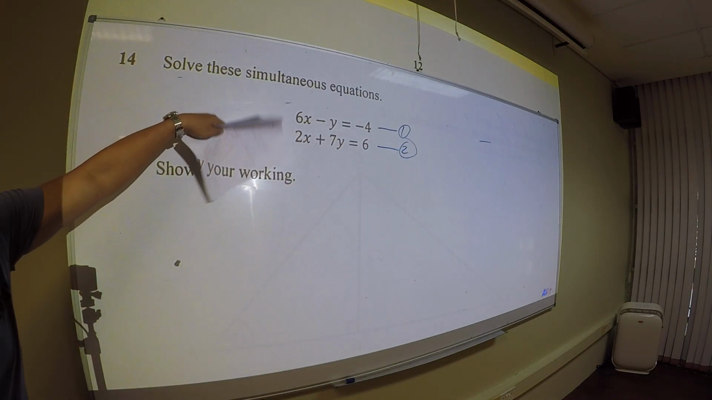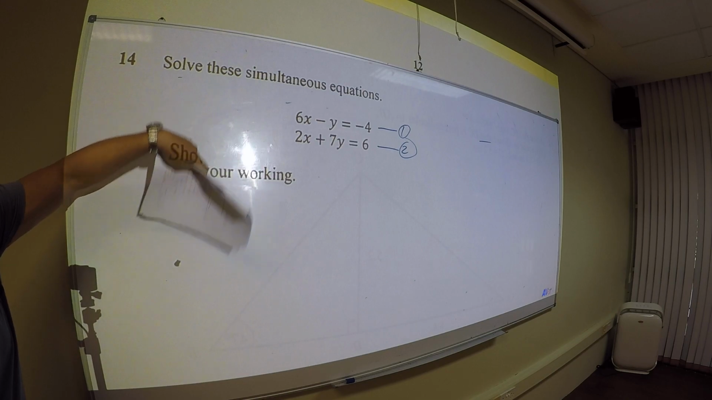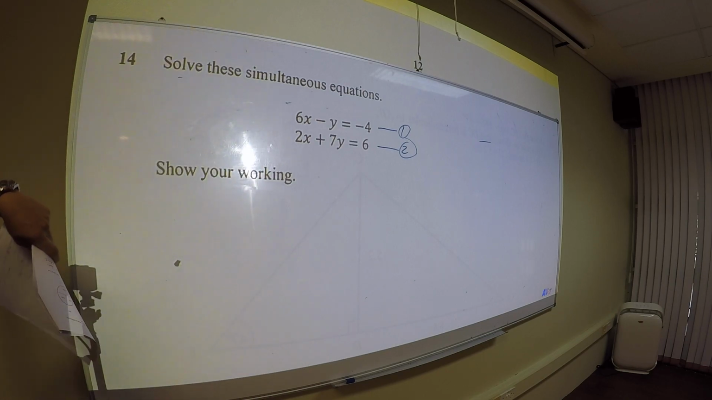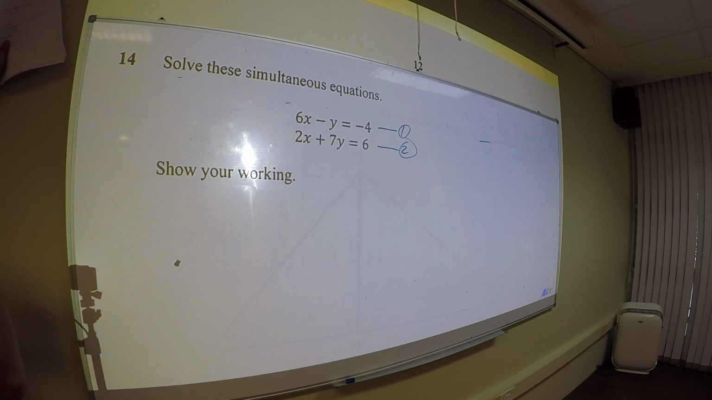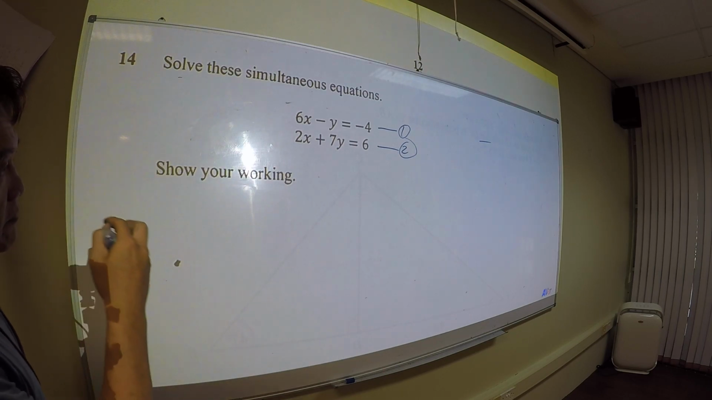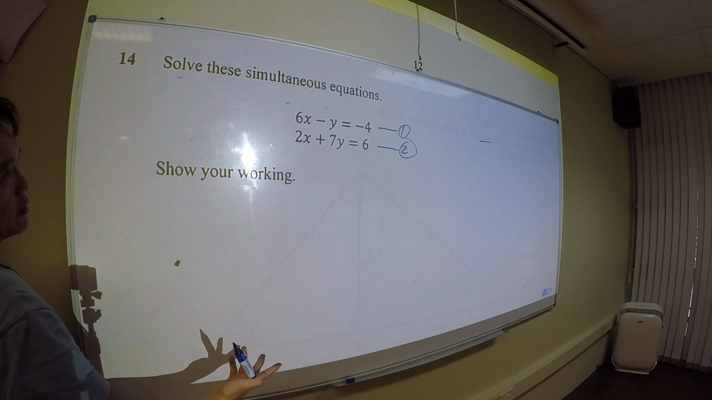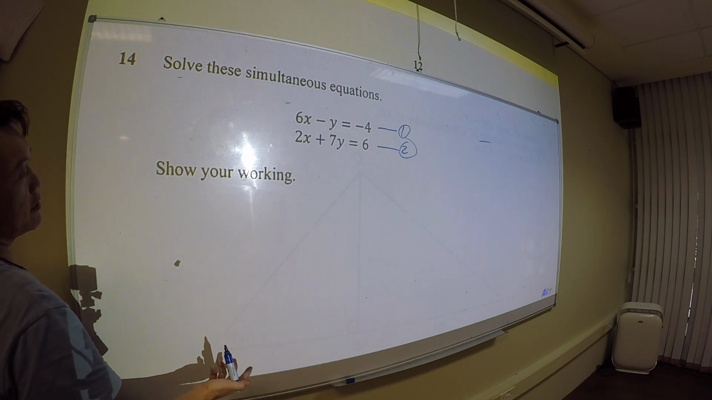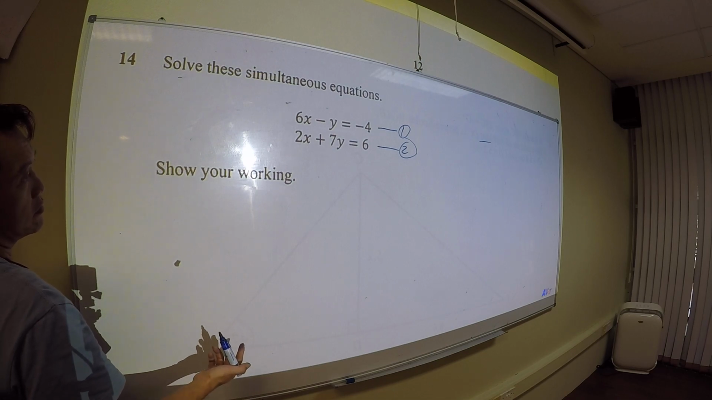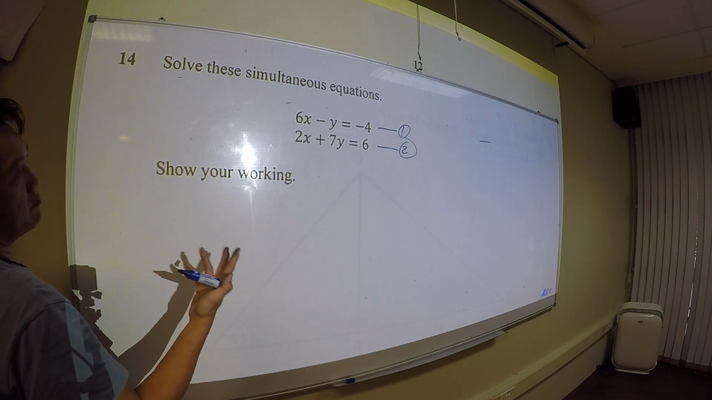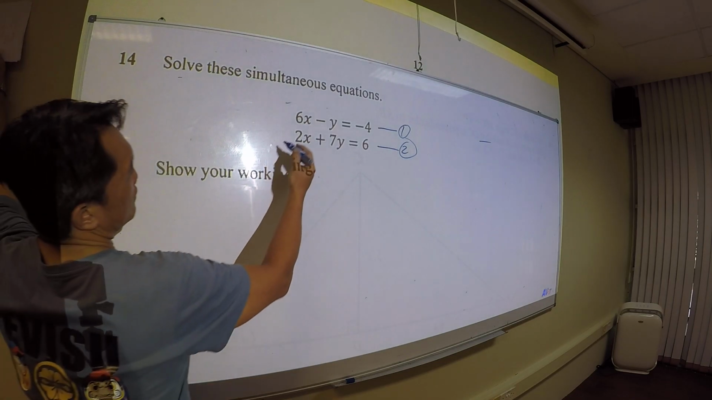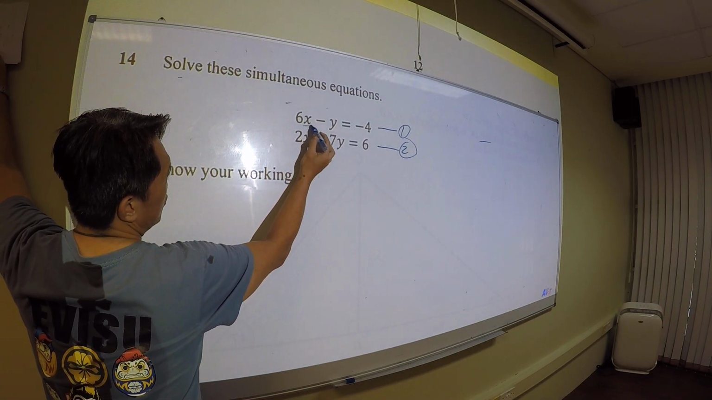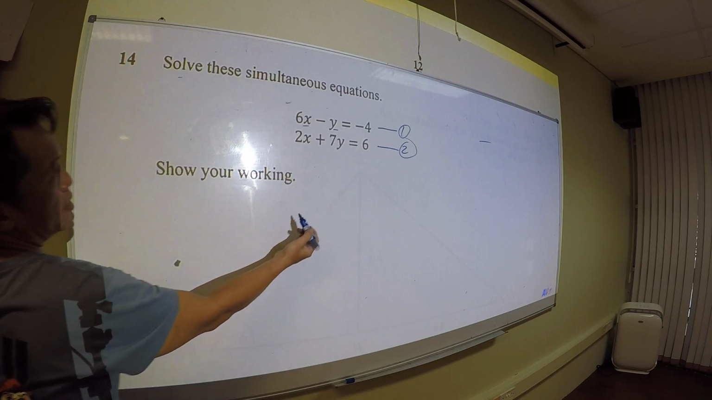So if we can put these two equations together and we remove one of the unknowns, then we will be able to solve. Okay, so there are two methods. I think different questions will have an easier method, but in this, I think just learn one method also okay. So the aim is to remove one of the unknowns. We want to either remove x or remove y.